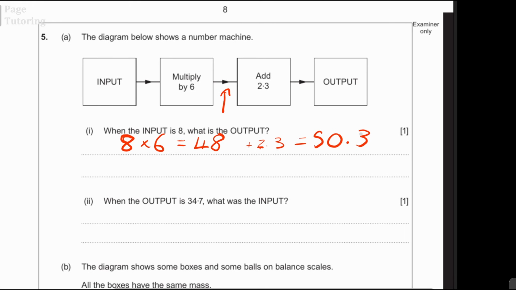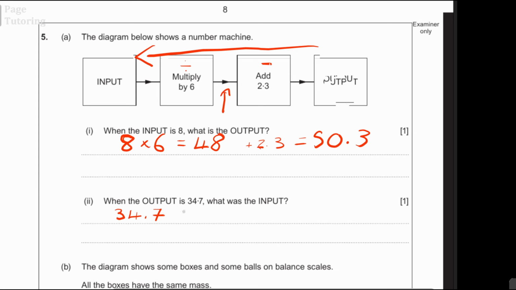Next it says when the output is 34.7, what was the input? So we're just going to use this number machine working backwards. So we're going to start here, 34.7. And working backwards means at each stage, if you're asked to add something, instead we're going to take away. If you're asked to multiply, you're going to divide. And you're going to do it in the direction of this red arrow here.